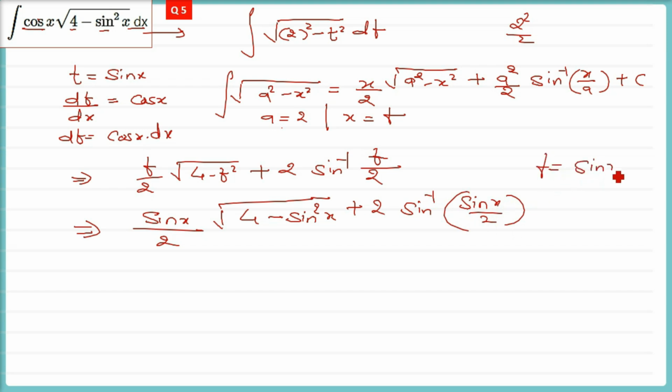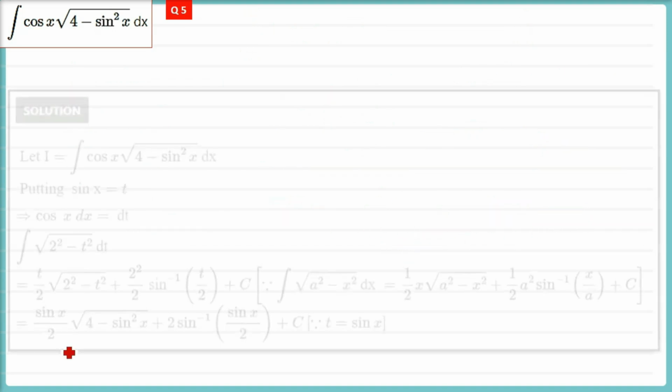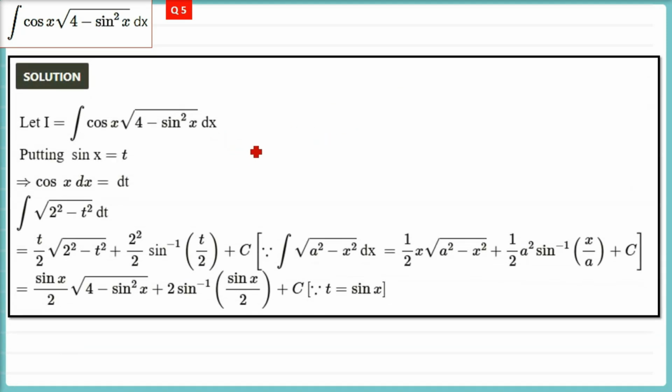T equals sine x. We replaced it. And after this replacement, we get this expression, which is the final result. Now how we are going to go about it or write it is in front of you. This is for those who want reference.